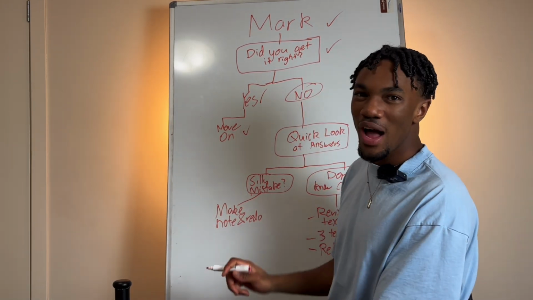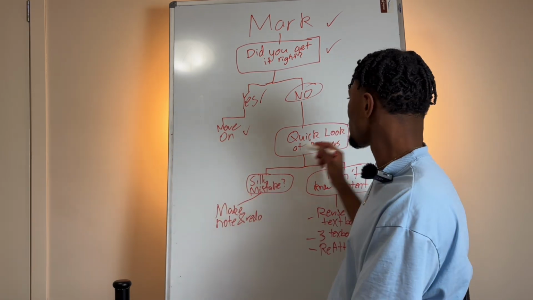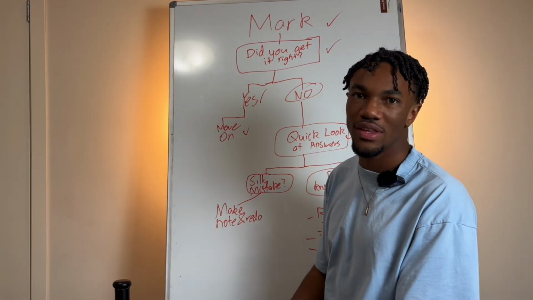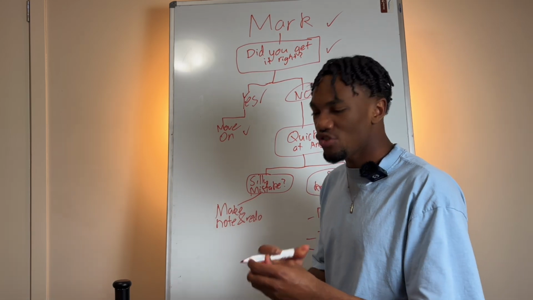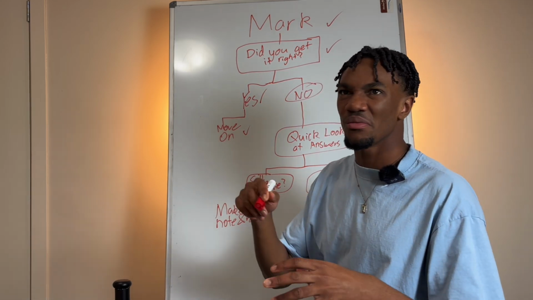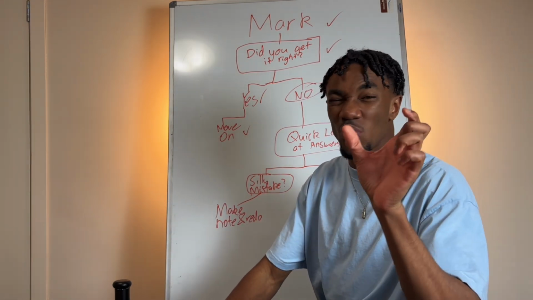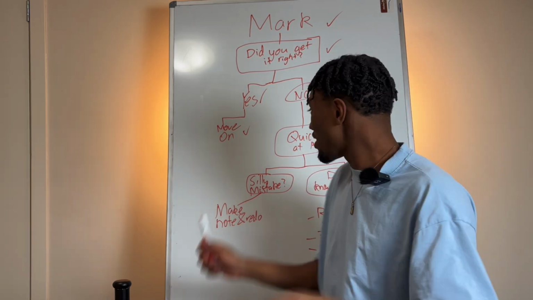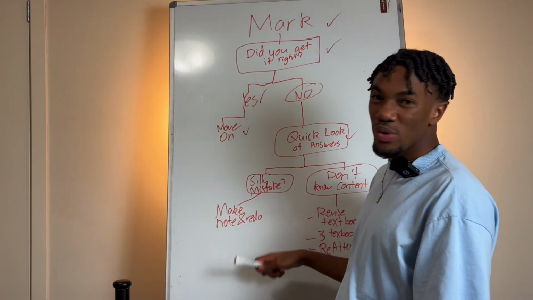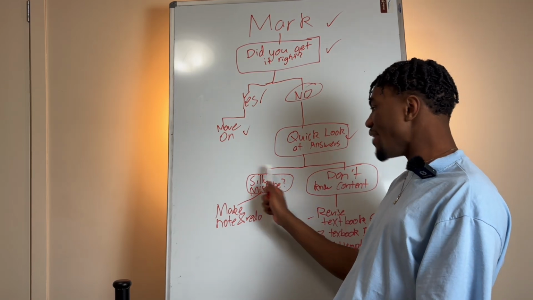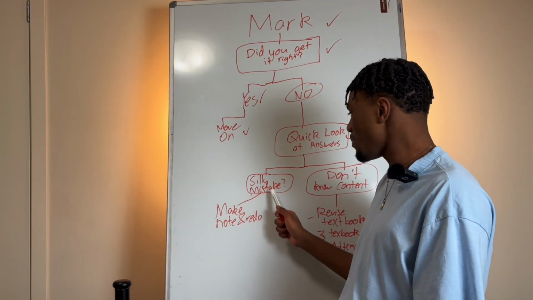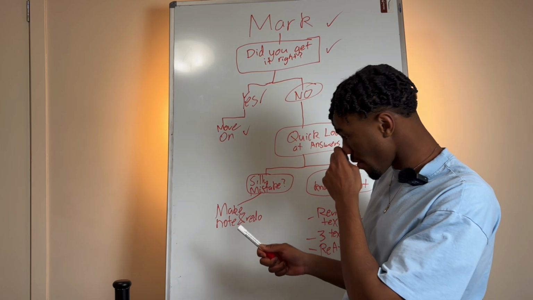If you didn't get it right, what do you do after this? Have a quick look at the answers. This is brief. You're just checking, was there a formula? Was it a silly mistake that we made? Or do we just not know the content? And this is a big distinguisher. Is it a silly mistake or you just didn't know the content?